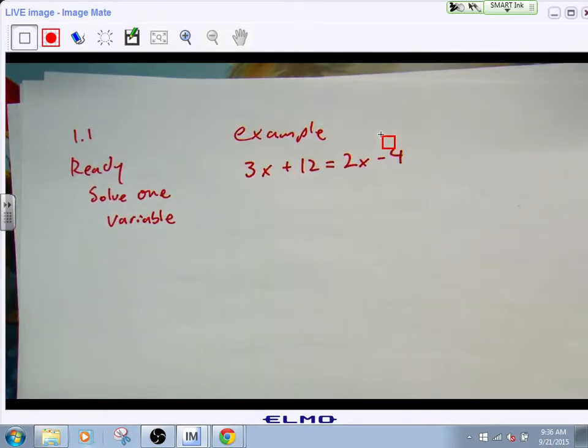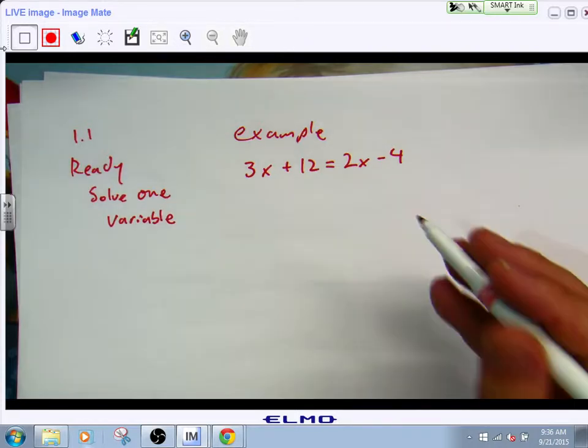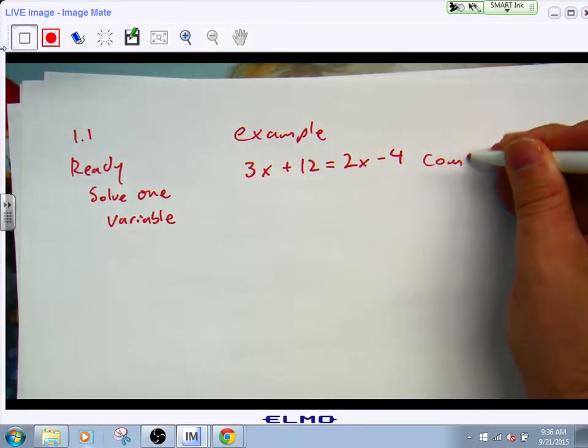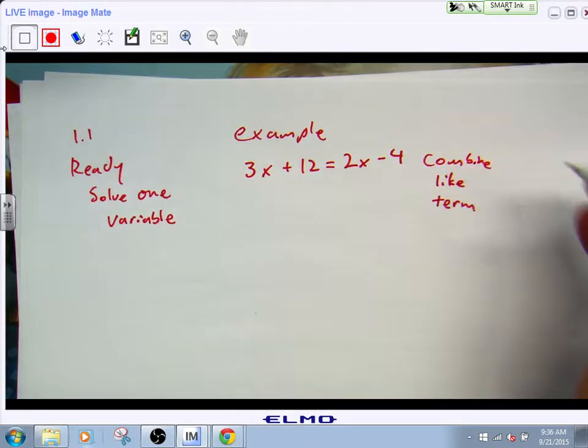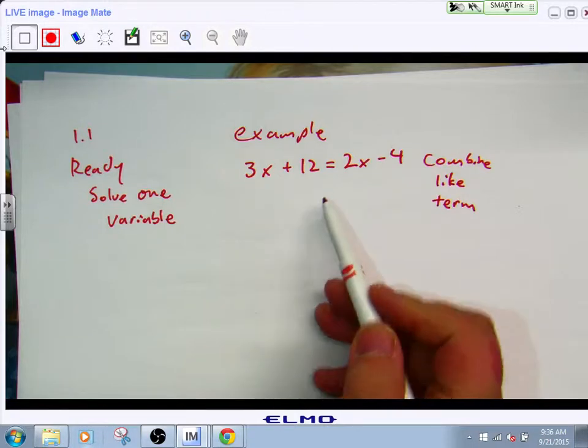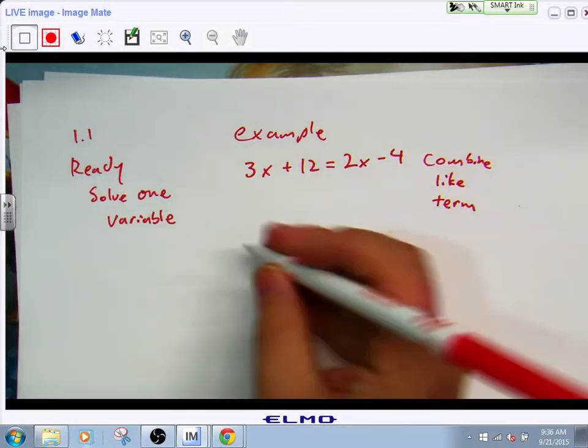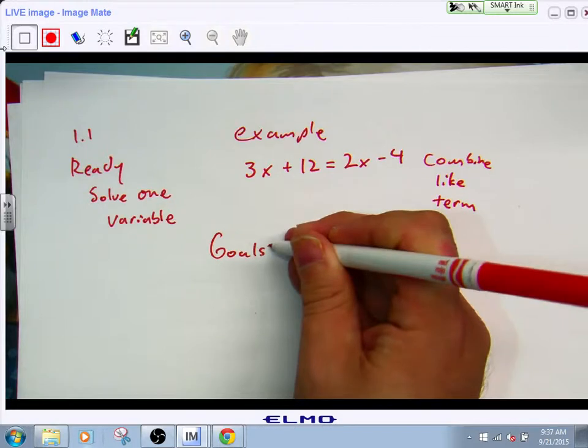All right, and so this is a little bit different from equations that we've seen before because it has a couple of things going on. It has this 3x on the left side of the equation and a 2x on the right side of the equation. So what we want to be able to do is combine our like terms here. So combining the like terms is still the name of the game. And in this case, we have to do it across an equation. So our goals are pretty simple.